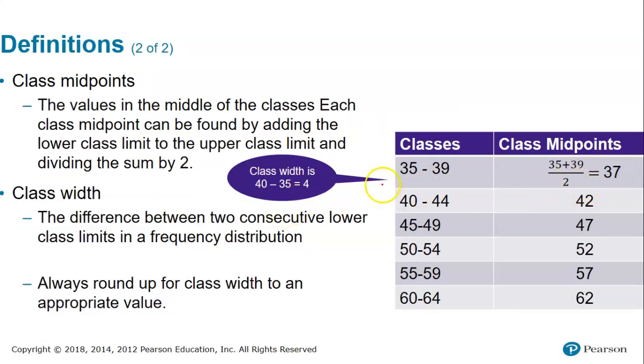We talked about the class width already being the difference between two consecutive lower class limits. So that difference is going to be the same here, going to be the same here, actually even going to be the same here. So once you establish that class width, you can use that pattern to find a lot of these values. One thing with the class width, when we're calculating it, not from a table that's already done for us, but from a data set, we want to make sure that we always round up for a particular class width.